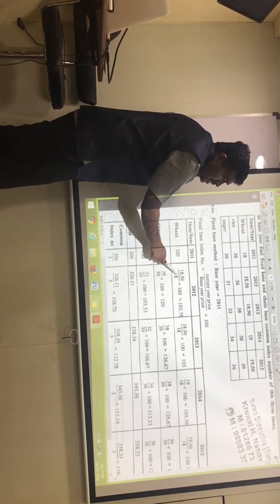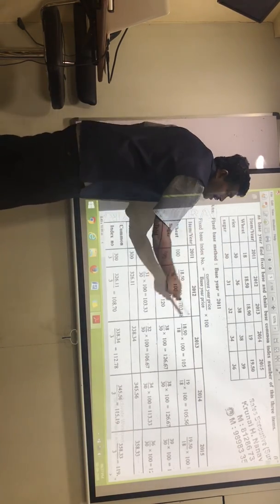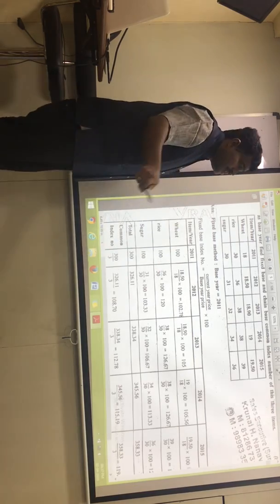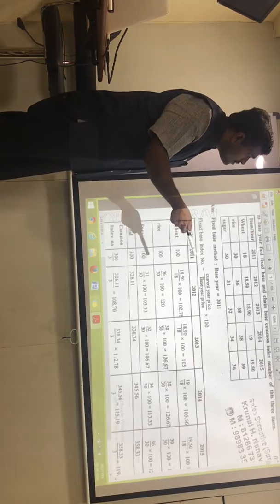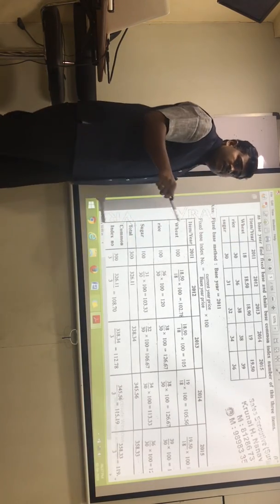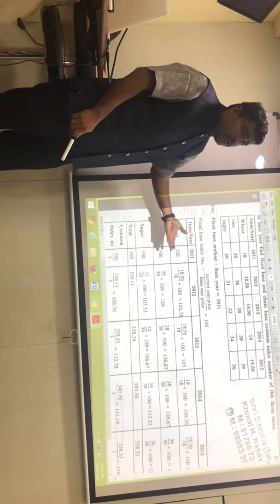18.5 divided by 18, because fixed base. 18.9 divided by 18. Why? Fixed base. 19 divided by 18, because fixed base. 19.5 divided by 18, by fixed base. Clear? Suppose this sum is asked by chain based method, that is also asked of you.